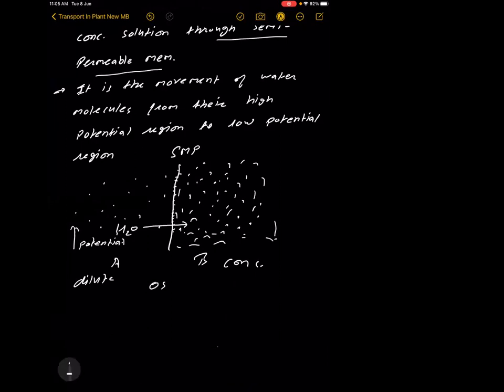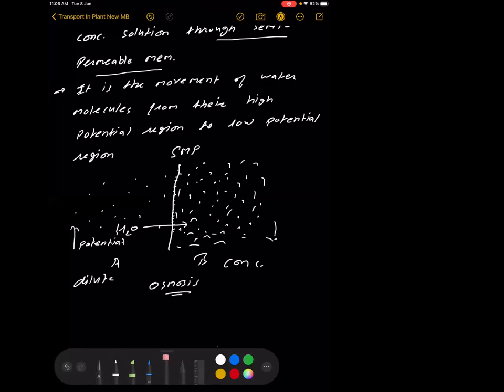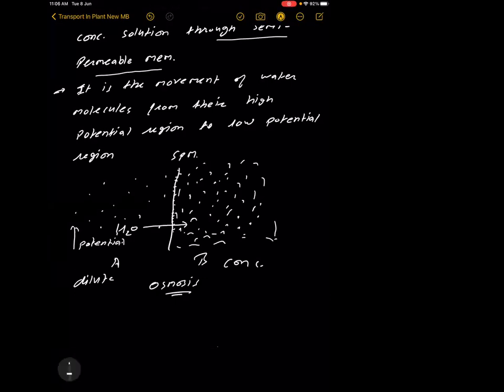Sir, what is it that shows SMP? Semi-permeable membrane. SMP, semi-permeable membrane. Sir, then it should be SPM, right? Yes, sorry, SPM. It is SPM. Semi-permeable membrane.